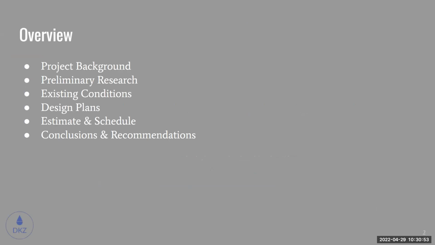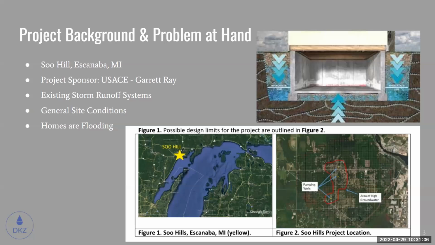So today we're gonna go over our project background, the preliminary research we conducted prior to our design phase, the existing site conditions, our proposed design plans, the estimate and schedule for the project, and then our final recommendations and conclusions. So the project we've been working on this entire semester is the Sioux Hills neighborhood flooding issue, or dewatering project. It's located in Sioux Hills, which is about 3 miles northwest of Escanaba, as the crow flies. And our project sponsor was the United States Army Corps of Engineers, with our key contact being Garrett.